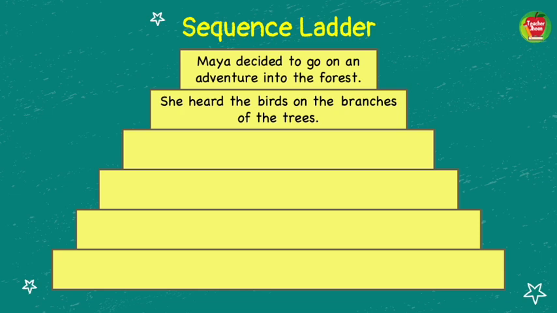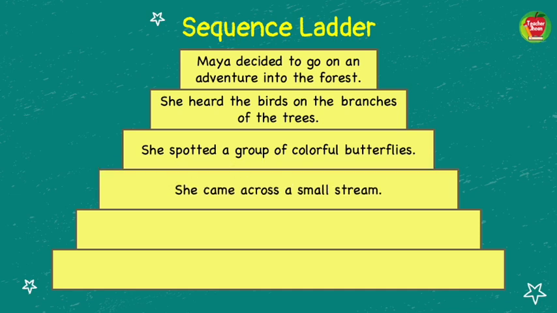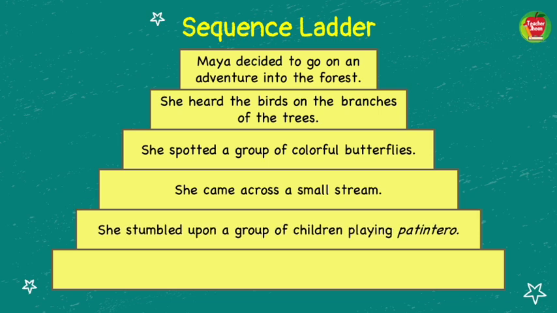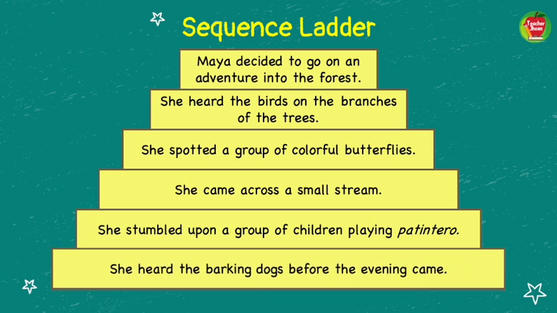What happened next? She spotted a group of colorful butterflies. That's right. And what's the fourth one? She came across a small stream. What's the fifth one? She stumbled upon a group of children playing patintero. And what would you think is the last thing that happened in the story? Yes, she heard the barking dogs before the evening came.